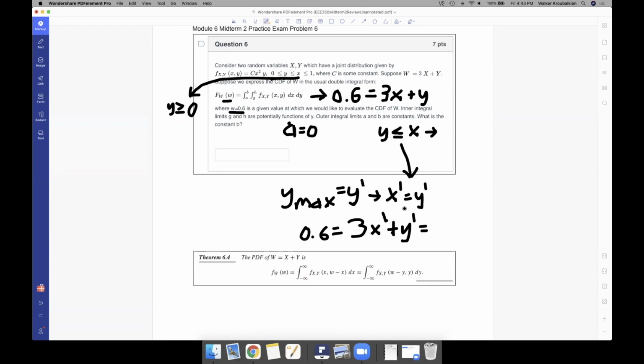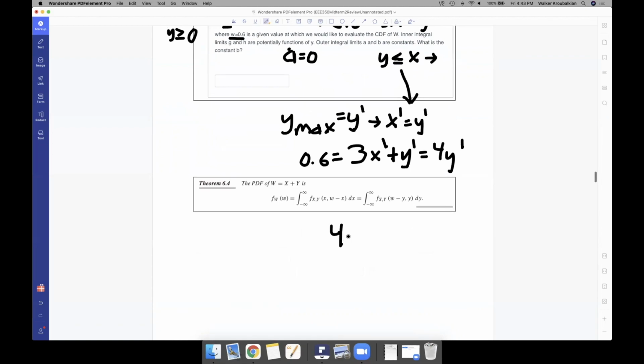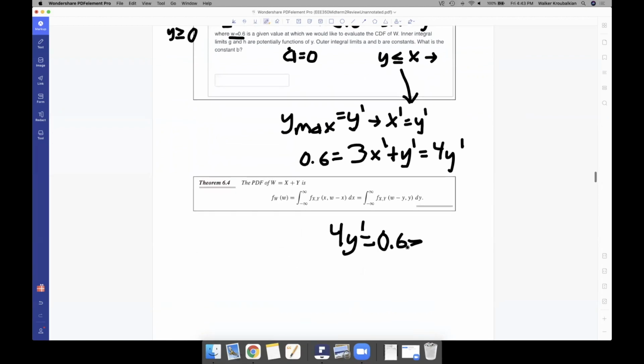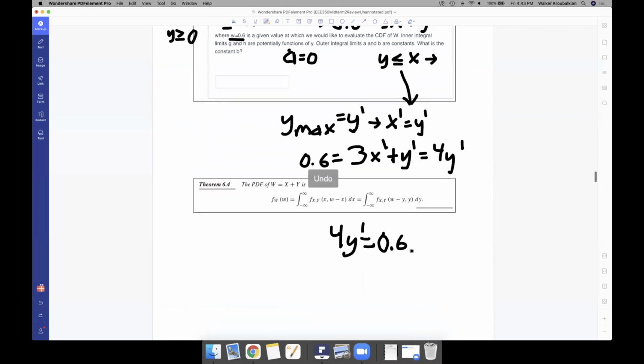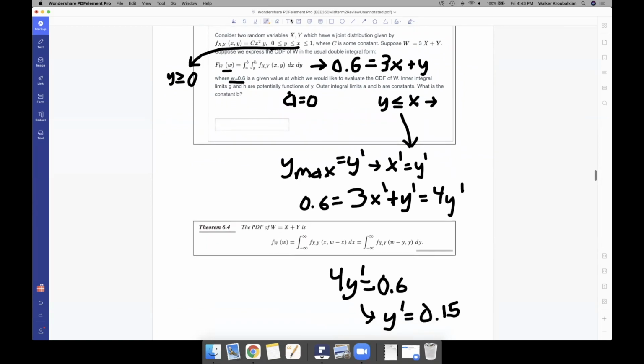And because x prime is equal to y prime, we can write this as 4y prime, right? So 4y prime equals 0.6. Y prime is equal to 0.15. So that's the maximum possible value of y, and that means b has to be the maximum possible value of y, which is 0.15.